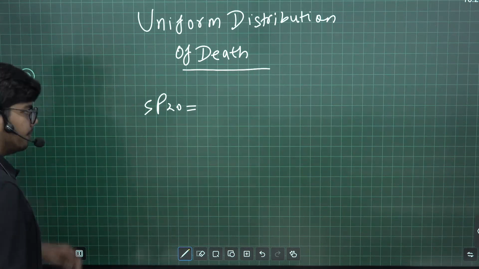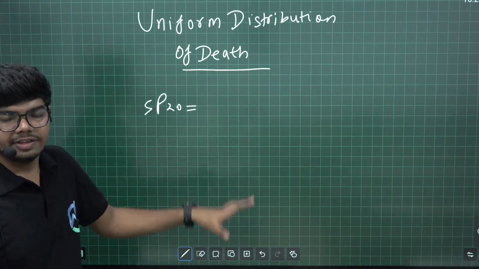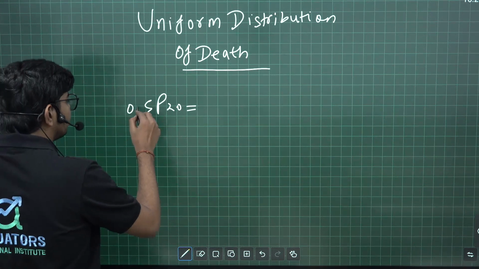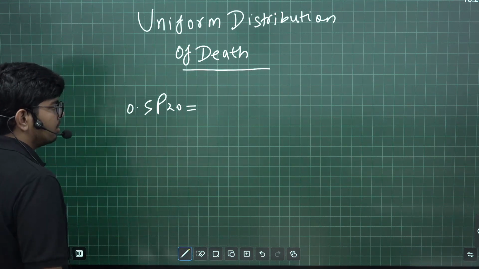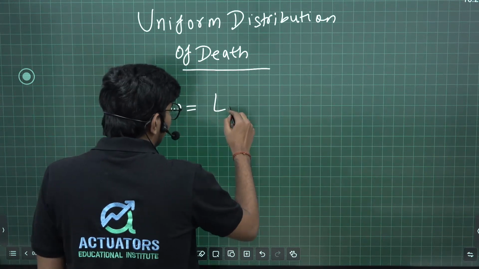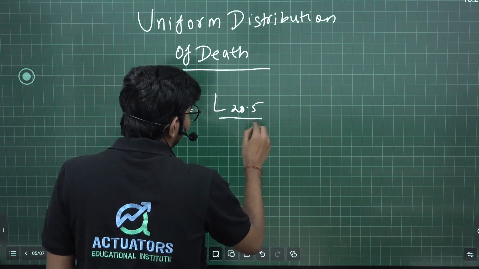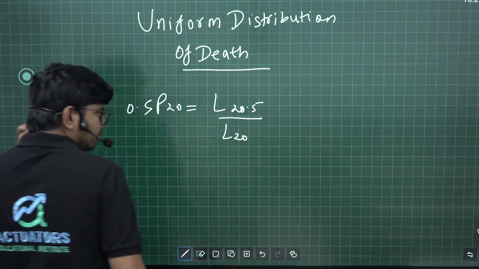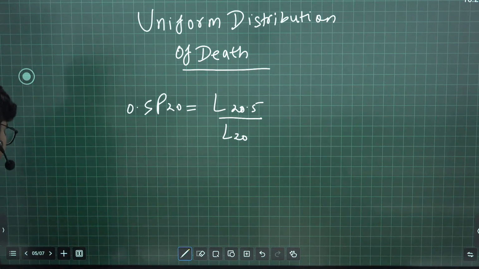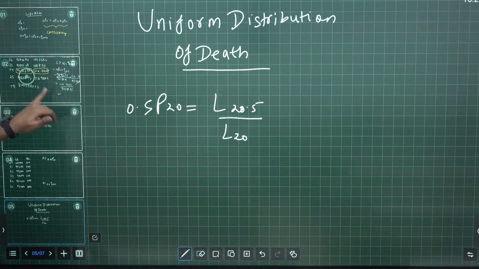But what if, instead of asking us 5p20, the question asked us the answer to 0.5p20? So they have gone into the non-integer area. Now the answer should be L20.5 divided by L20. L20.5 by L20. This should seem very simple, right? This should be very easy, right? But the problem is that it is not necessarily so.